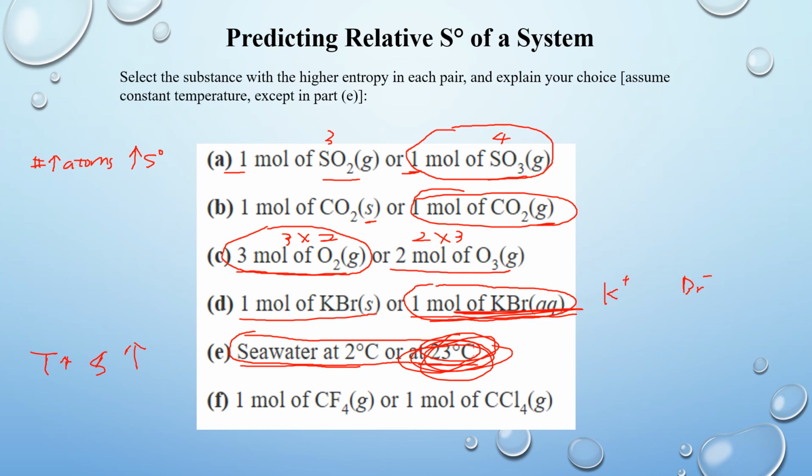The last one, you have 1 mole of CF4 and 1 mole of CCl4. In this case, you have the same number of moles of molecules. Also, within each molecule, you have the same number of atoms. So in this case, we compare the molecular weight. The higher the molecular weight or the molar mass, the higher the entropy. CCl4 is heavier, so that will have a higher entropy.